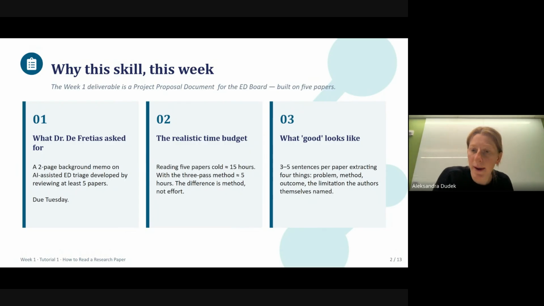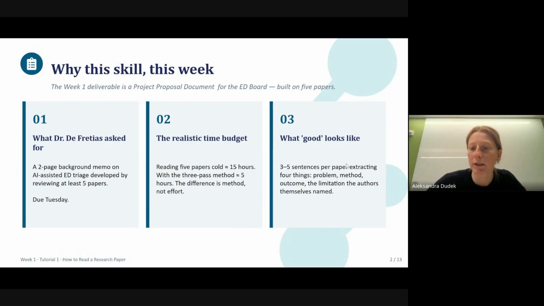But there's this 3-pass method, which is what we'll be going through today, that could save you a lot of time because it can help you identify what's critical in those papers and the impact that they might have in the questions you're trying to answer. And so the difference here is the method that you're actually using and how you can best use that time to get what you need out of those papers.